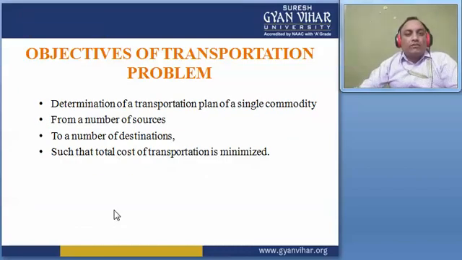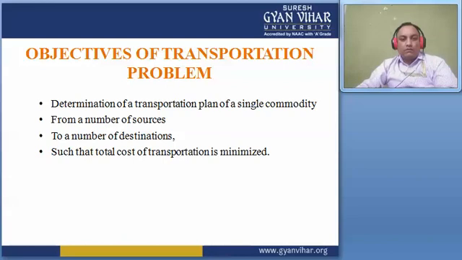And then the objectives of the transportation problem. The objective function of the transportation problem determines the transportation plan of a single commodity from a number of sources to a number of destinations, such that the total cost of the transportation is minimized. This is the main objective of the transportation problem, right?